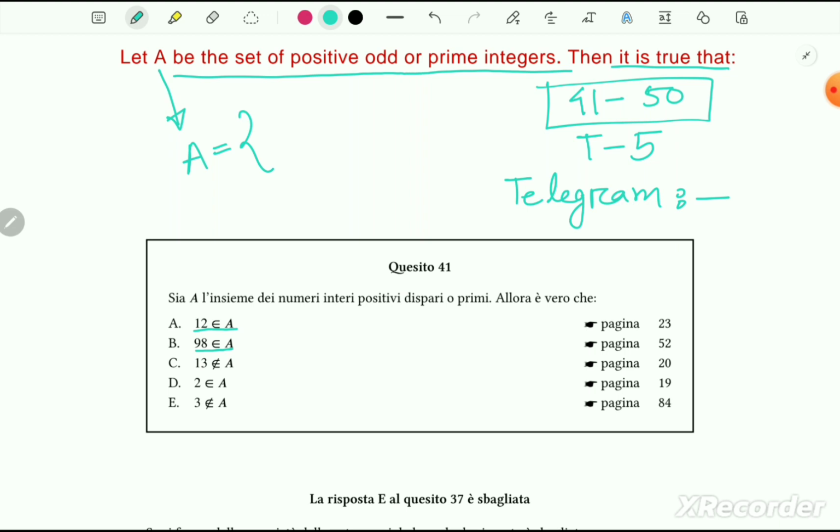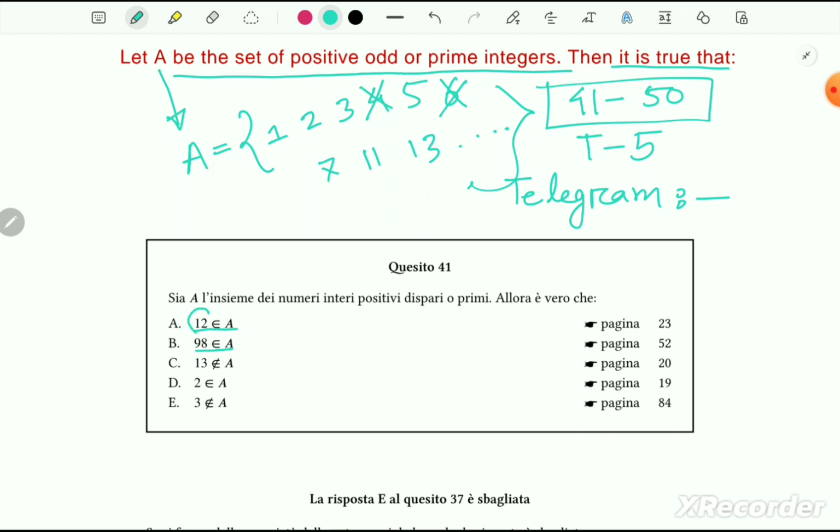and the value of this set could be either positive odd, that means 1, 3, not 2, not 4 because 4 is not odd, 5, not 6, or prime integers. So prime integers like 7, 11, 13, like that. Now we have to find the answer.